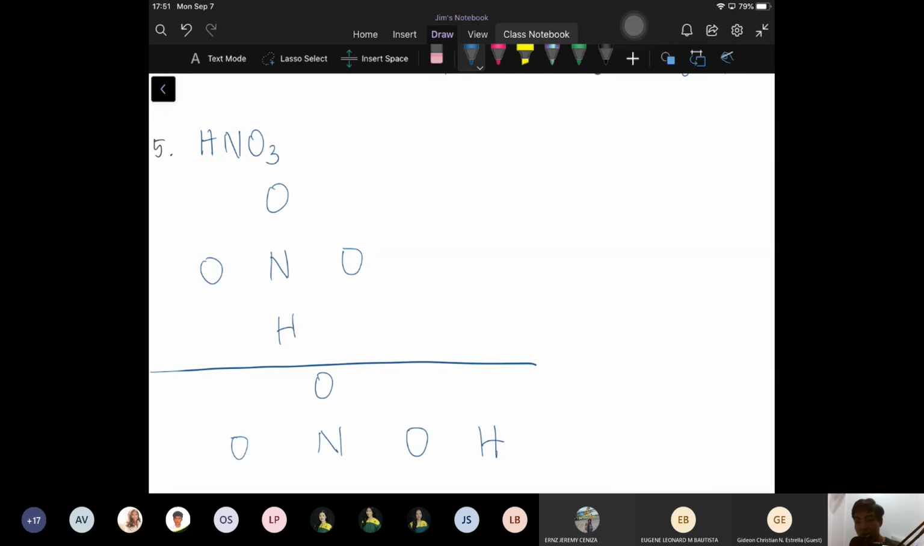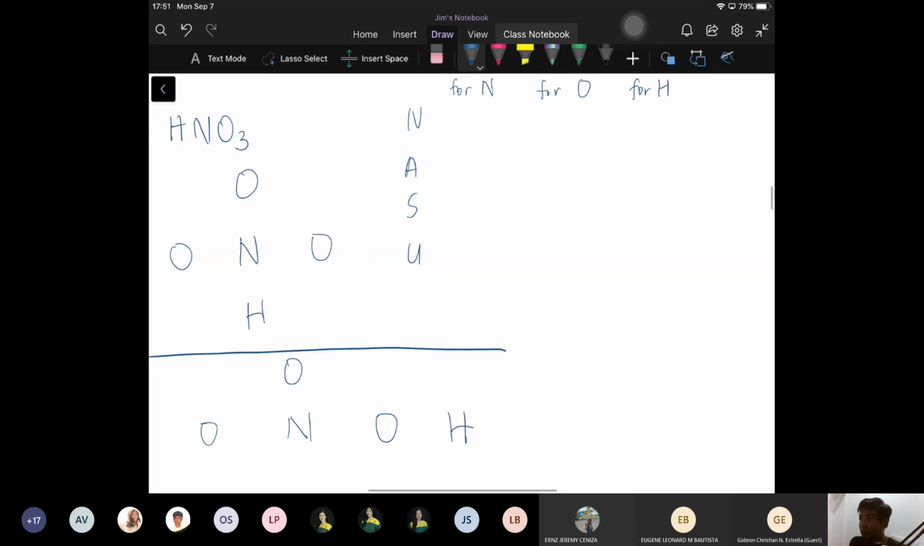Okay, so how are we going to check kung sino yung tama? Edi, NASU rule. NASU for N, for O, for H. Okay, so NASU rule tayo, no? Ayan. Nitrogen needed. Does it follow the octet rule? Okay, bakit siya nagpo-follow ng octet rule? Kasi siya ay nasa p orbital, no? So yan, nasa p orbital kasi. So 8 times 1, oxygen, ganun din. 8 times 3.